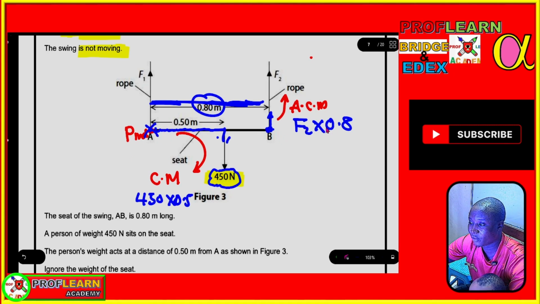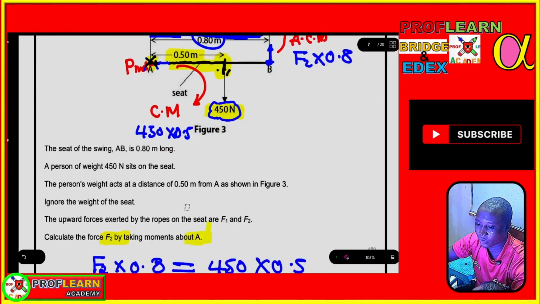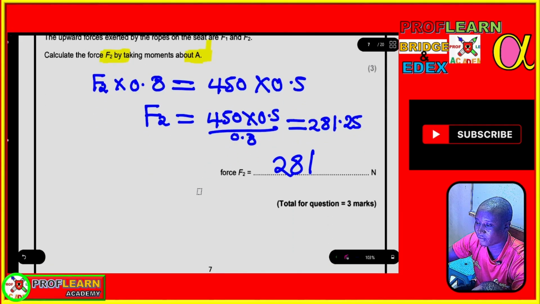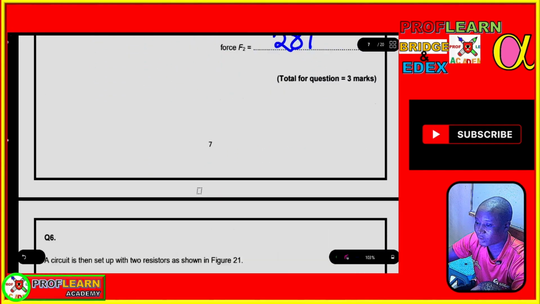So we say F2 times 0.8 should be equal to 450 times 0.5, because the distance from where the pivot is to where the force is acting here is 0.5. Essentially, this is what we're going to do in order to work out the force F, and then we're going to have the force as 281.